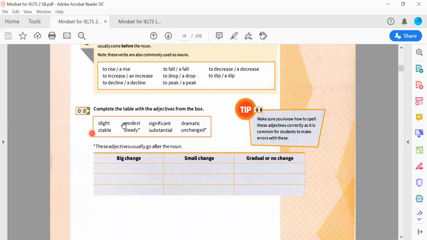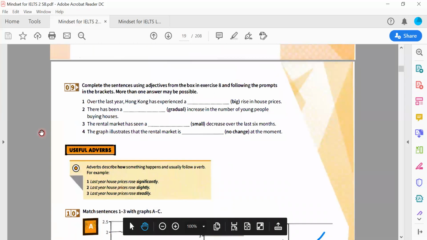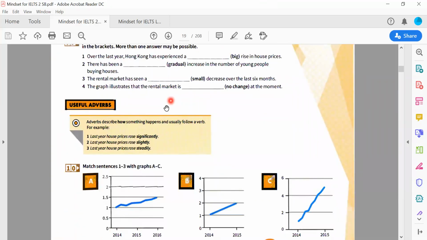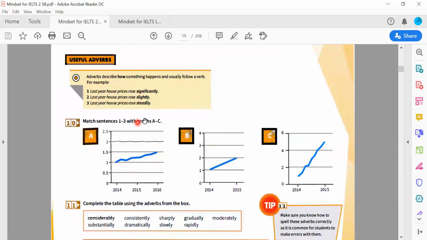And then exercise 8. I'm just going fast. If you guys have any questions, you can tell me. Number 8 says, complete the table with the adjectives from the box. Again, you just write the synonyms in here, which is easy. And exercise 9 is also simple. And then useful adverbs: here, these are the adverbs that you will use.